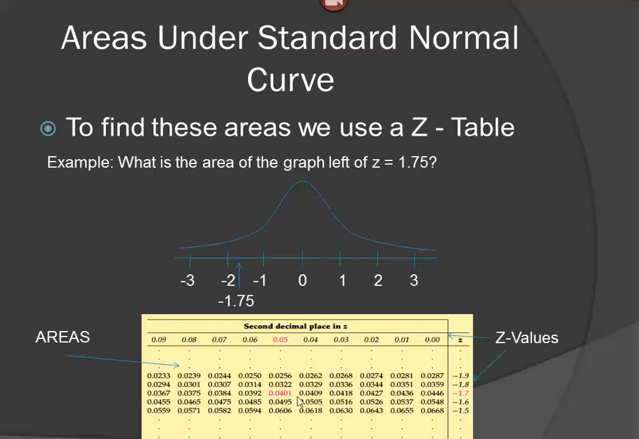The z-table will only give us area to the left of a given z-value that you look up along the side. So we can see here that to the left of negative 1.75, we only have about 4% of my data. That would be the area to the left of this value.